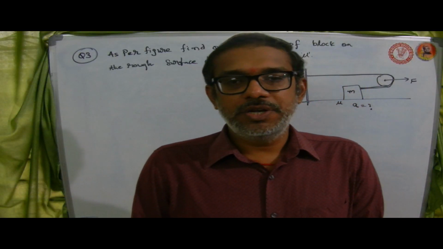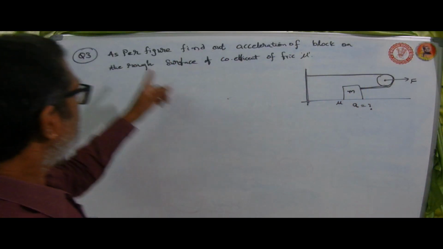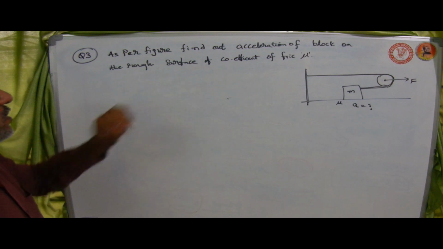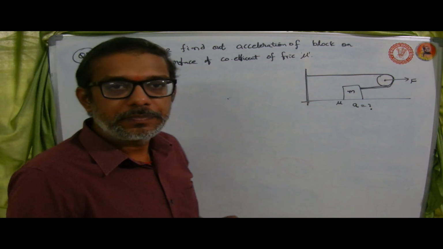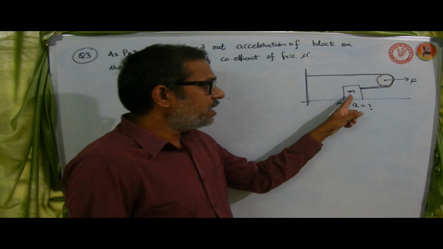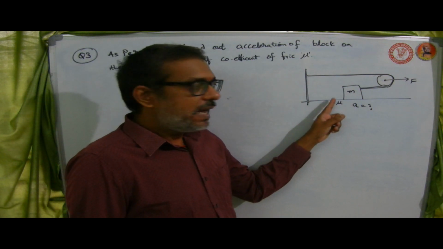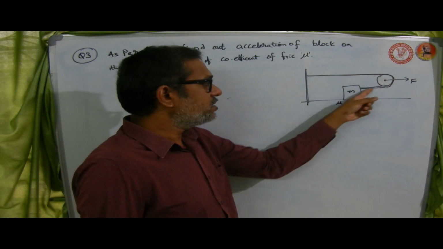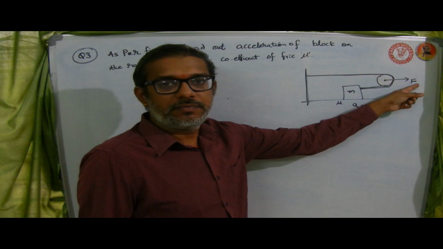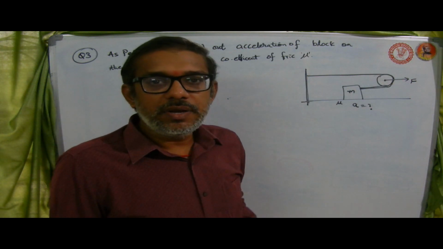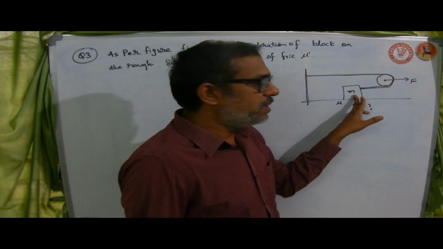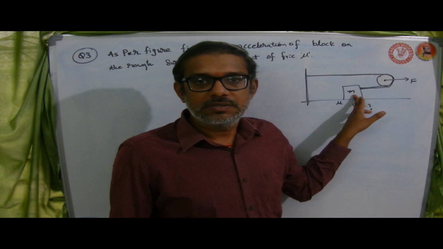Now let us see the next question, number 3 for friction. As per the figure, find out the acceleration of the block on a rough surface of coefficient of friction mu. In the given problem, there is a block over a rough surface, connected to a massless pulley over an ideal string like this, and the pulley is being pulled with a force F. We need to calculate the acceleration of this block. How to find this?